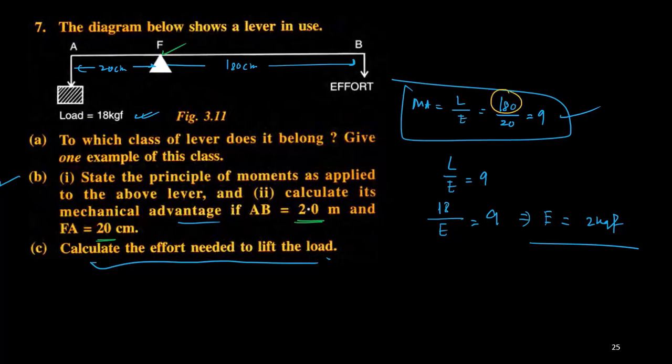Effort arm, the distance of effort from the fulcrum. And 20 is the load arm. What is the distance? That is 20. So that ratio is the mechanical advantage. That comes to 9. So in order to lift this load of 18 kg force, you have to apply an effort of 2 kg force.